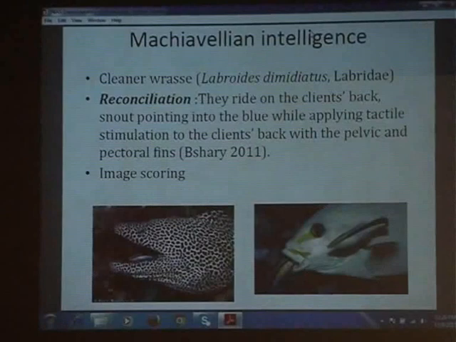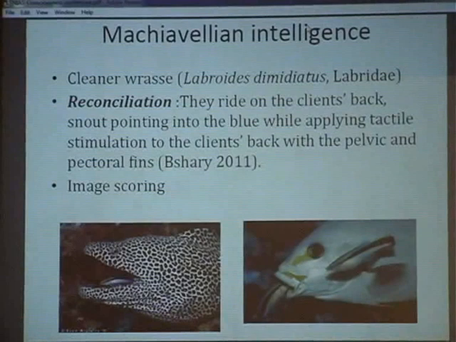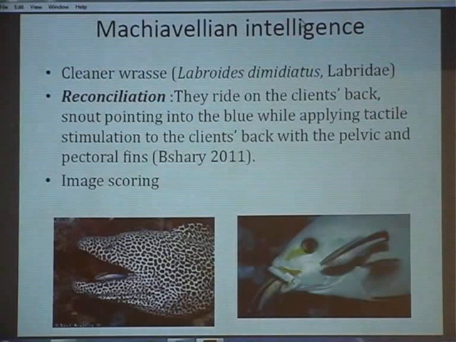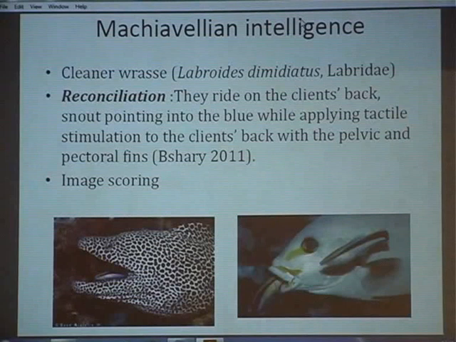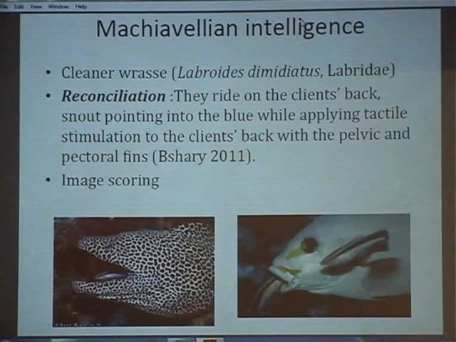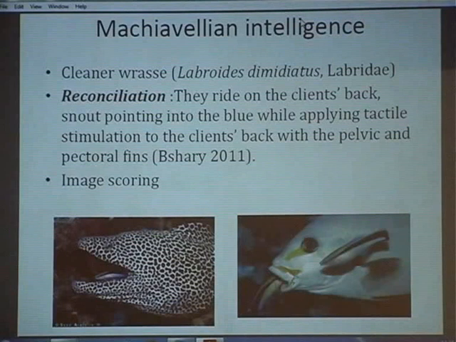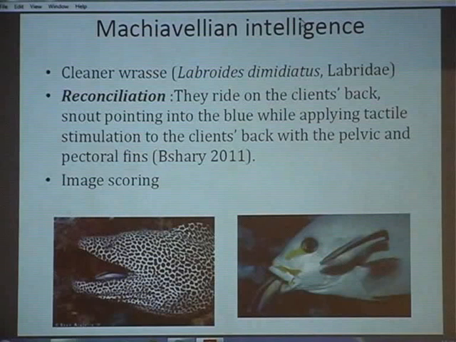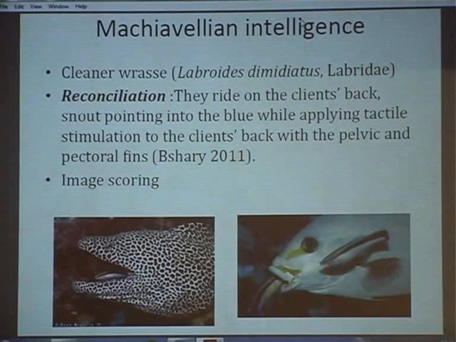Usually while cleaning, just like when you go to the beauty parlor, especially ladies know, when the beautician plucks the eyebrow, sometimes it will be hurting. So if the other fish shows such behaviors that hurt, they will do the reconciliation behavior by touching on the face. And they have another habit, they will eat the buccal mucosa from the host. Sometimes the host will chase them.